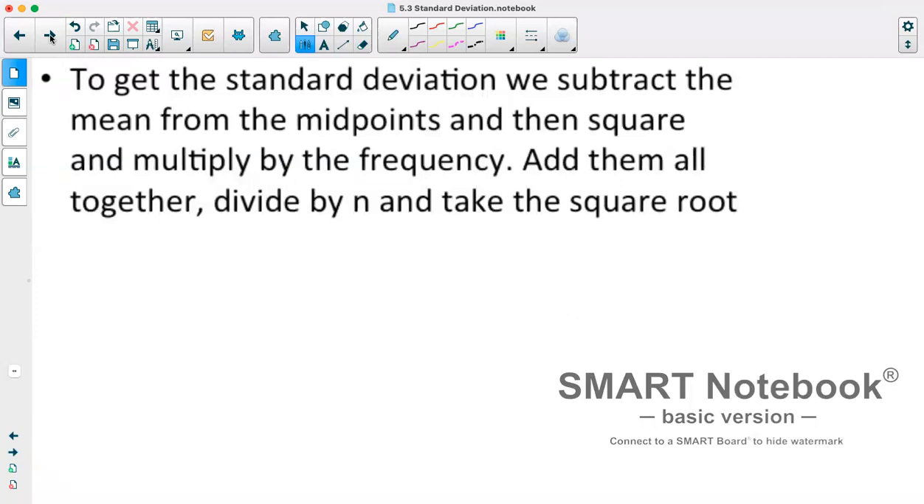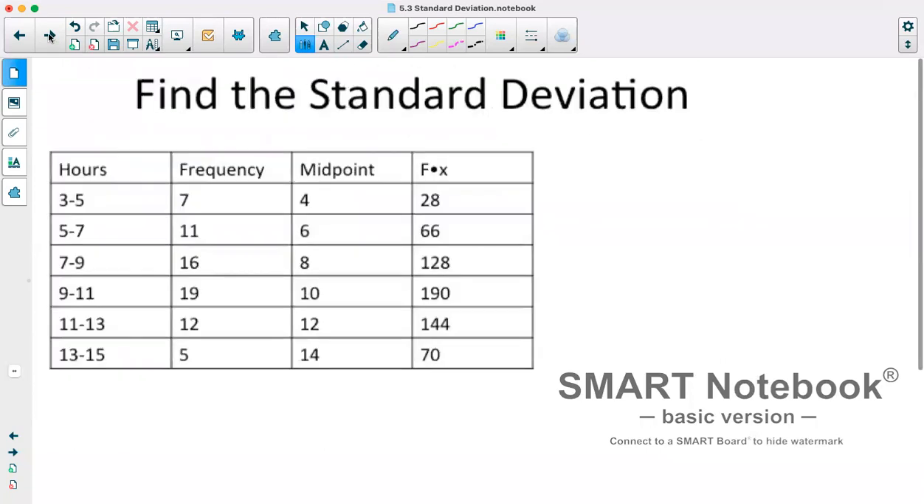Now that we have our mean, we can get our standard deviation by subtracting the mean from the midpoints, and then square, take that number, multiply it by our frequency, add them together, divide by n, and take our square root.